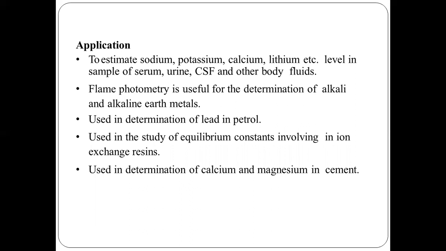Next, the flame photometer is useful for the determination of alkali and alkaline earth metals. It also helps in the determination of lead in petrol. It is also used in the study of equilibrium constants involving ion exchange reagents. It is also used in the determination of calcium and magnesium in cement. So this is all about the flame photometer.